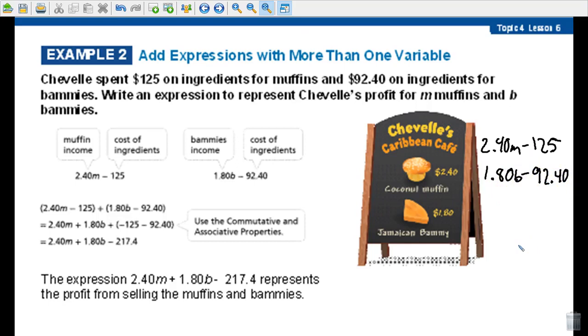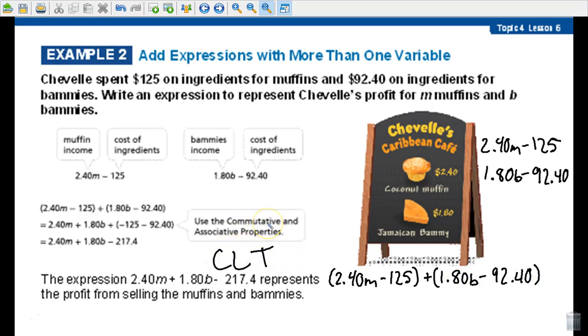So now I want to find the profit for the whole entire menu. Okay, so what I would do is put these expressions and add them together. So I've got (2.40 times M minus 125) plus (1.80 times B, Bammies, minus $92.40). Okay, now remember those three letters CLT, combine like terms. Okay, that is how we do this.